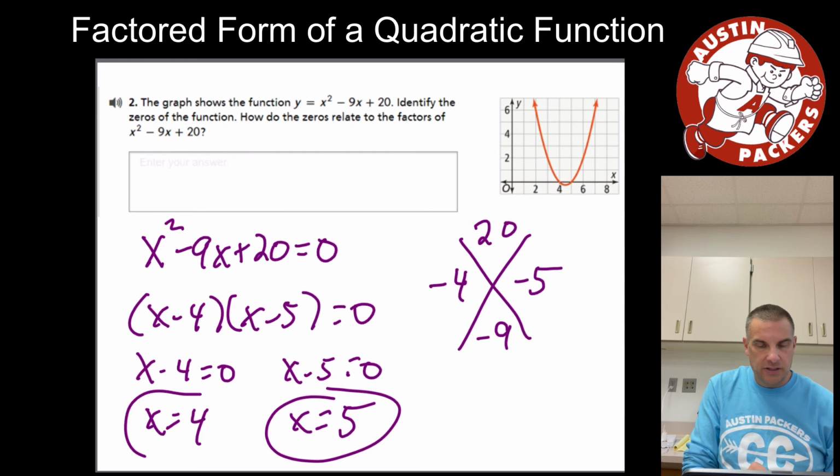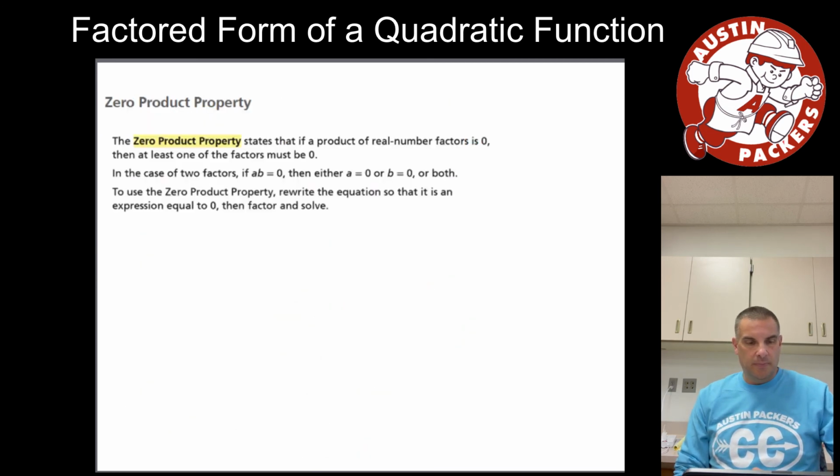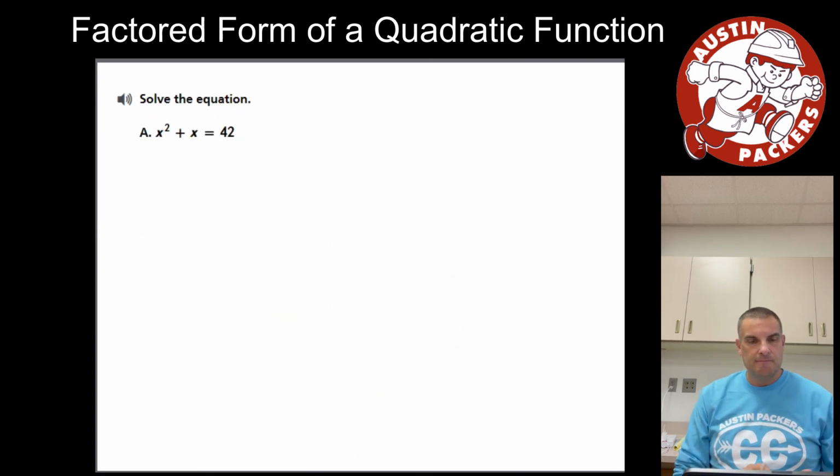So there are my zeros. You look on my graph, 4 and 5 is where it crosses. So those are my zeros for this graph. So that's finding the zeros. Now let's look at a couple of, there's our product property, we talked about that.